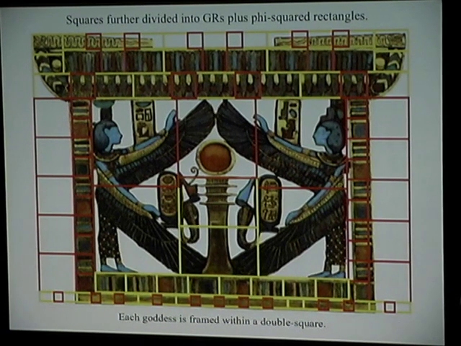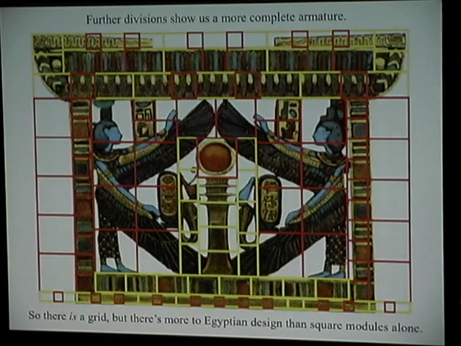And taking it much further, without going through all the steps, you can see that there's a more complete armature here. In other words, this square quartered gives us these little pieces, and there are alignments showing us where the serpents are on the crowns, and more details of these scenes.